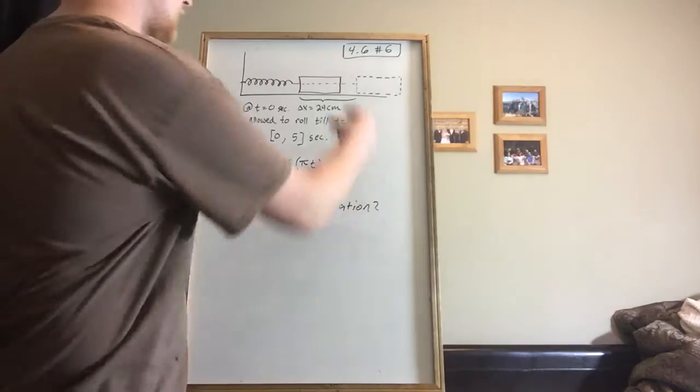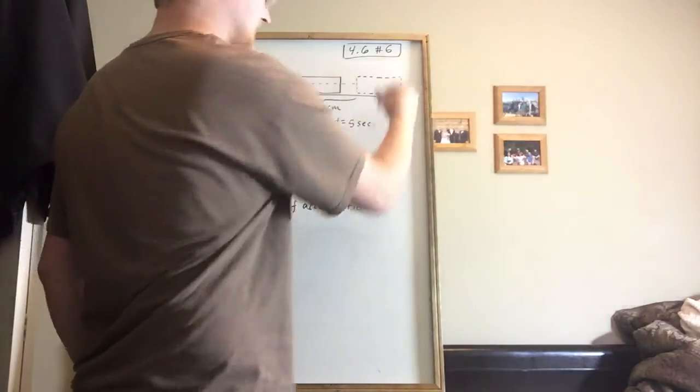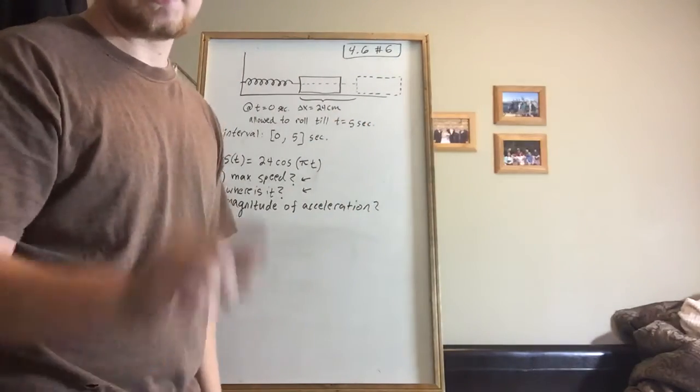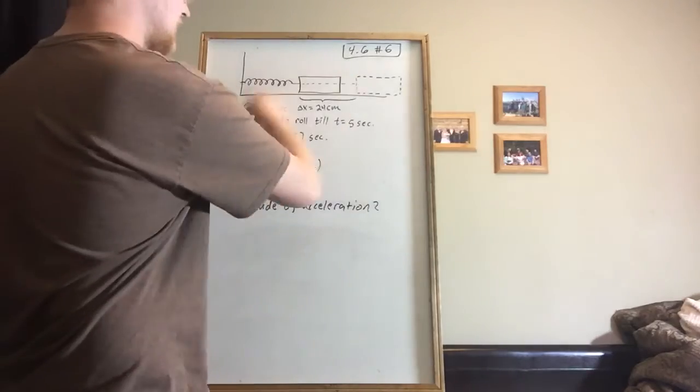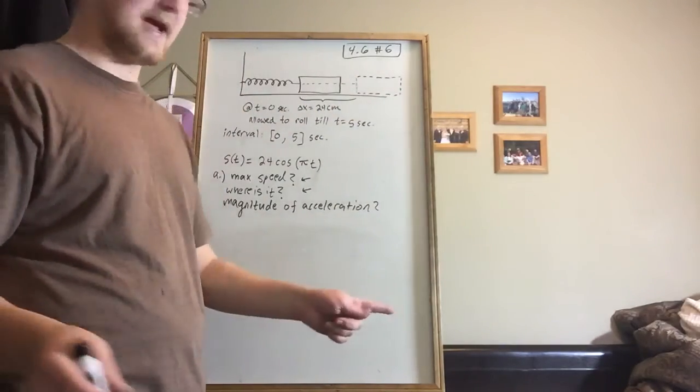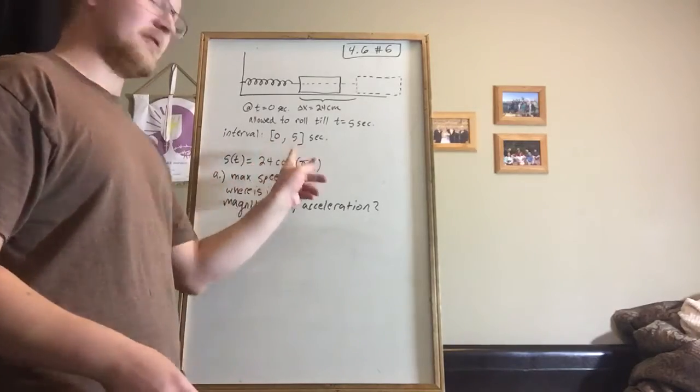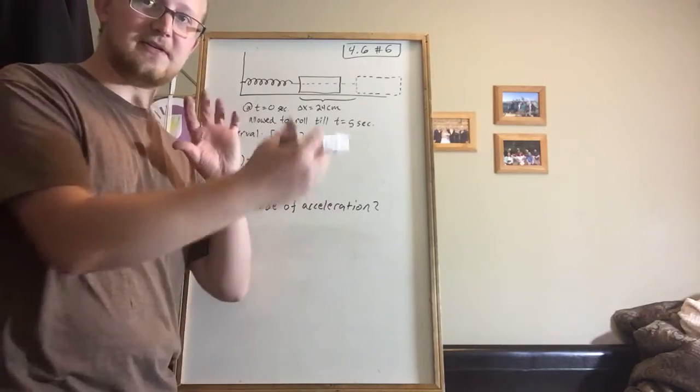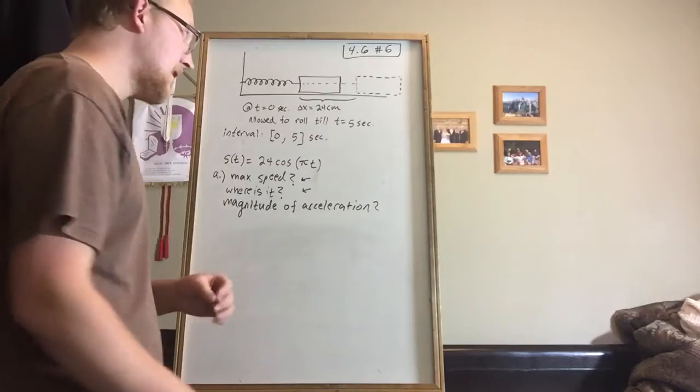It is pulled 24 centimeters from its rest position, okay, so 24 centimeters, released at time t equals 0, and allowed to go back and forth for 5 seconds. So right off the bat, our interval is going to be from 0 to 5 seconds. That's our interval period of which we're testing.